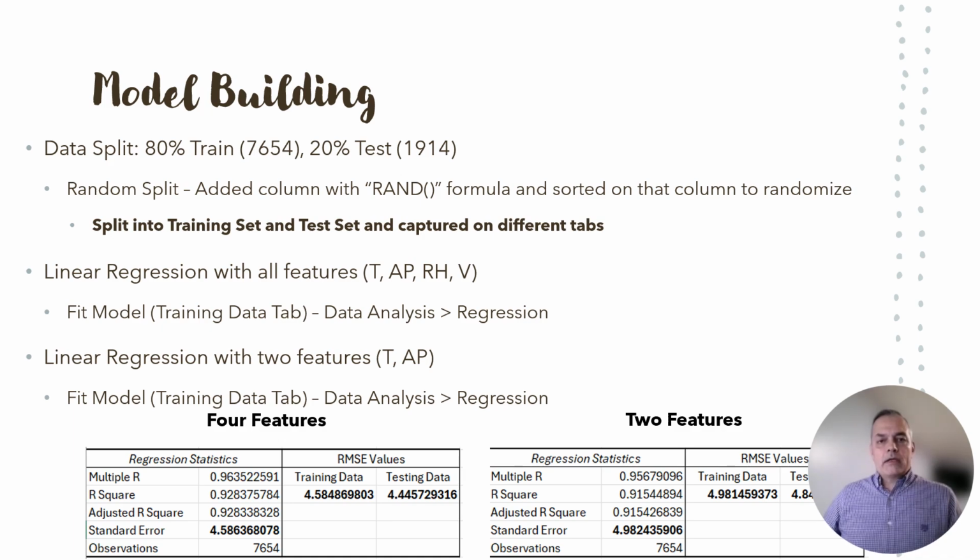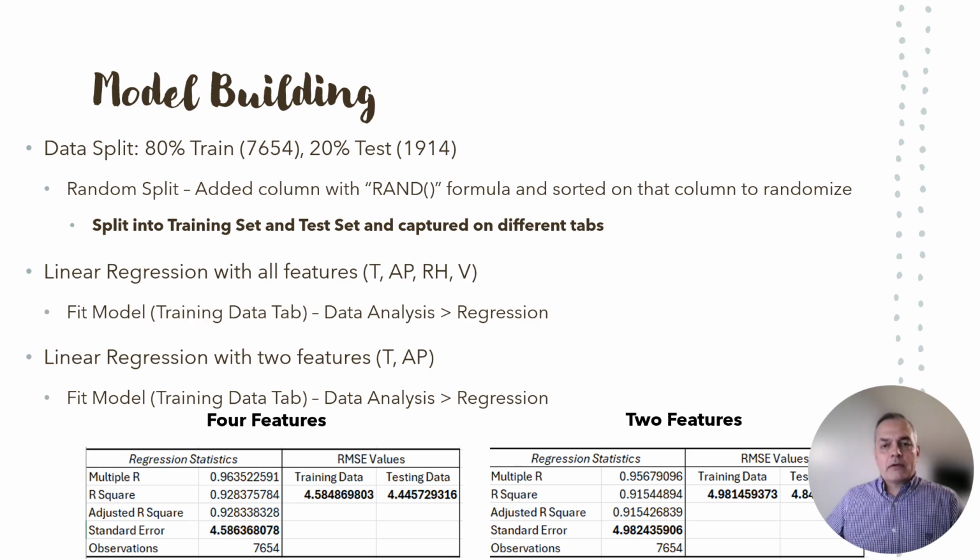So the first thing I did is randomize the data. I used the rand function in Excel in one of the columns and sorted on that column. After I randomized the data, I split the 9,568 samples into 80% training, or 7,654 samples, and 20% test, 1,914 samples, to evaluate my final model.